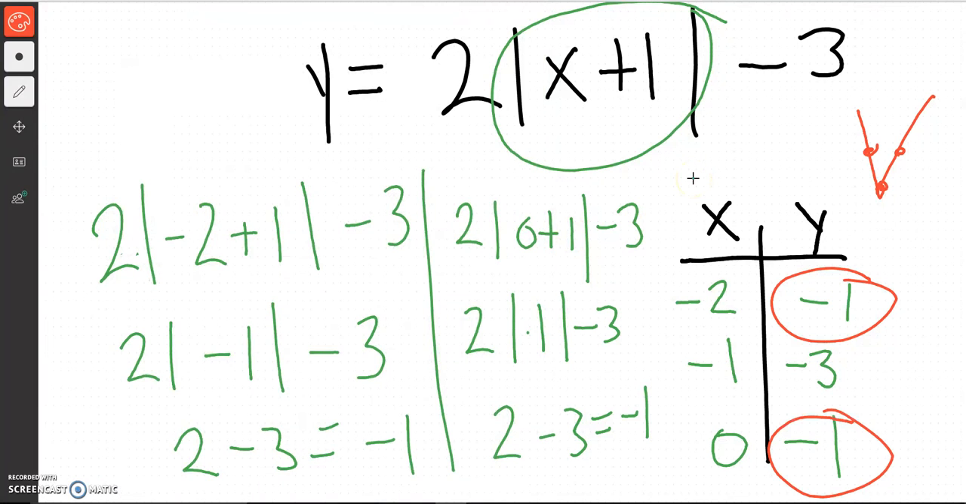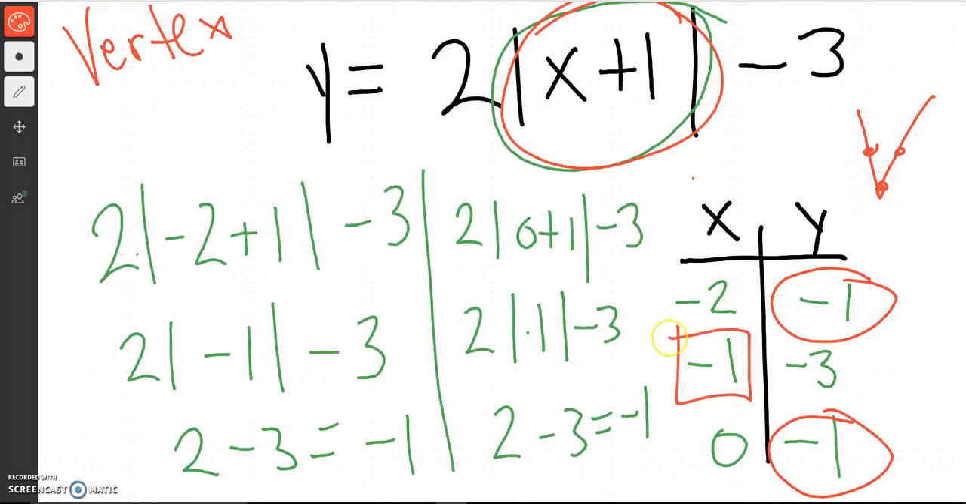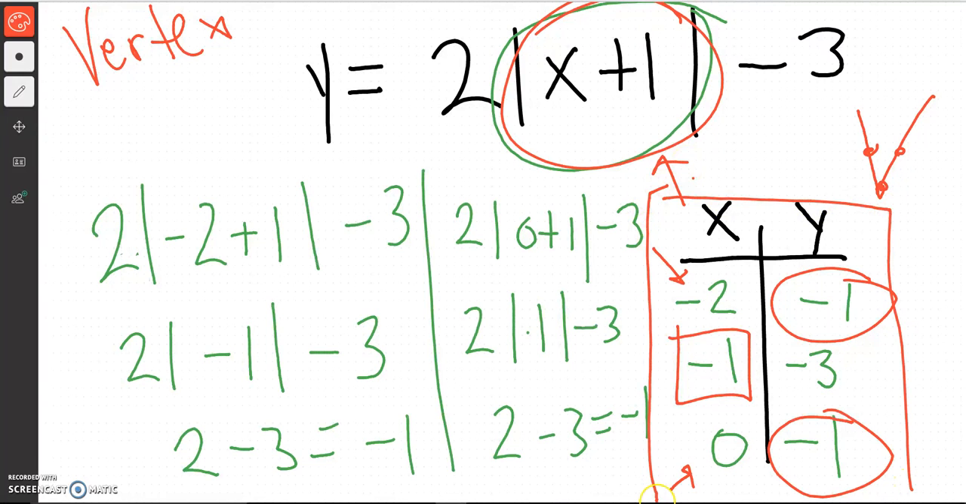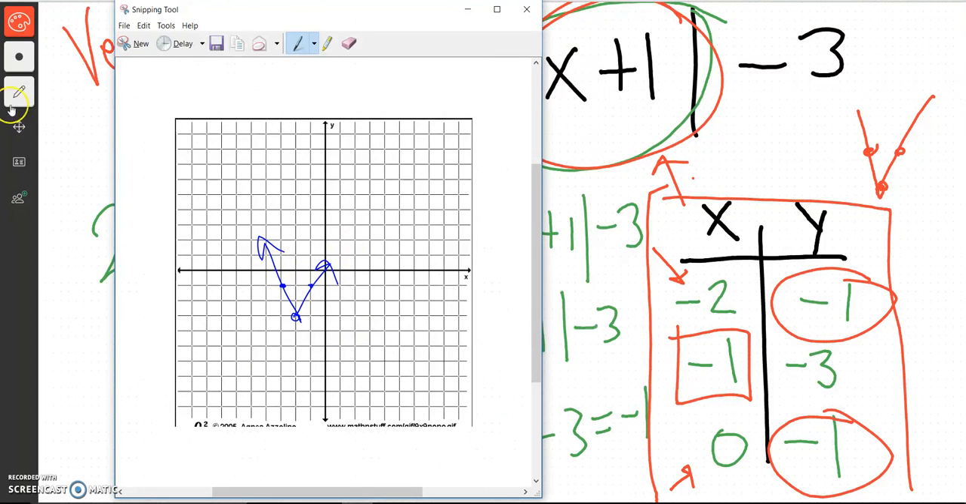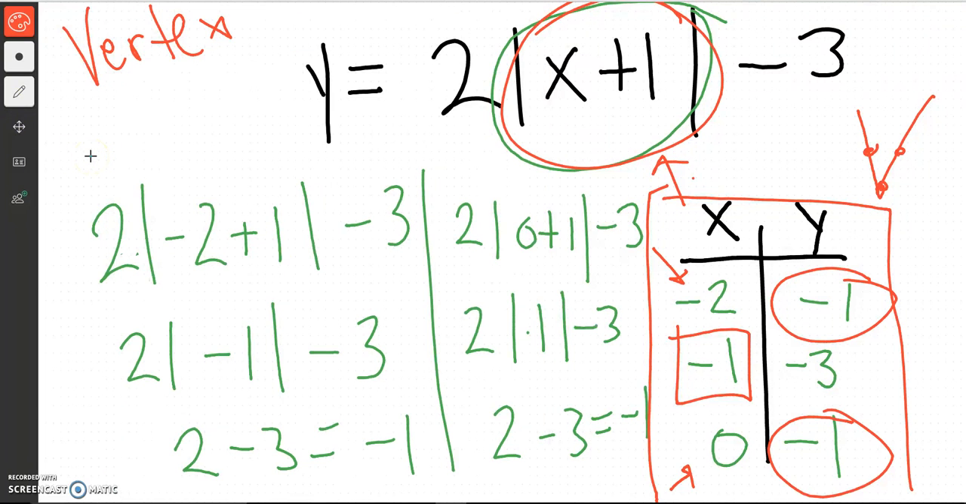So again, for this thing, you need to find the vertex. To find the vertex, you need to make this thing right here 0. After you find the vertex, that's this point here, you're going to pick 1 point below and 1 point above. Plug those things into the original equation. Finish out this thing, which is called a t-table. And after you do that, you will just graph the points. And that's how you graph an absolute value equation.